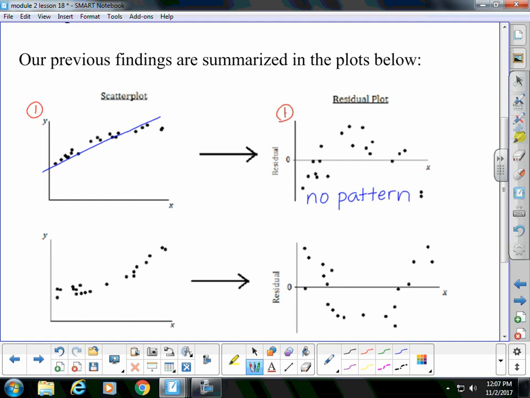On the other hand, if you look at the second one, the scatter plot is a curve, maybe like an exponential curve. And then when you look at the corresponding residual plot, you can see a definite pattern. This one also has a curve in the residual plot. So this one does have a pattern.